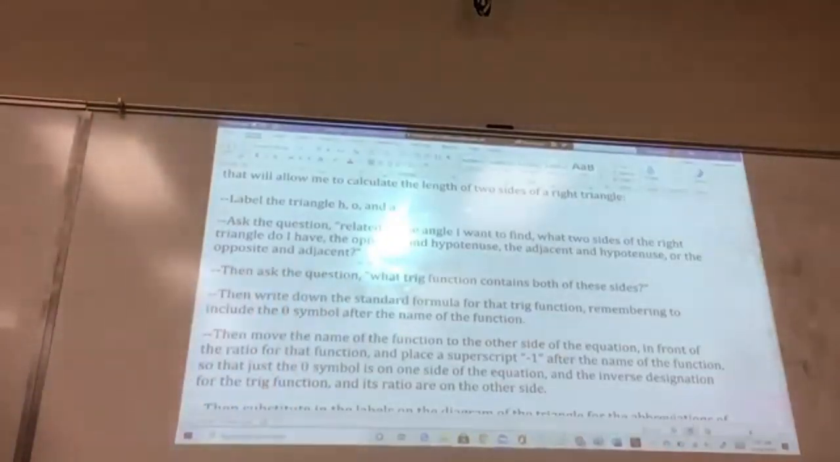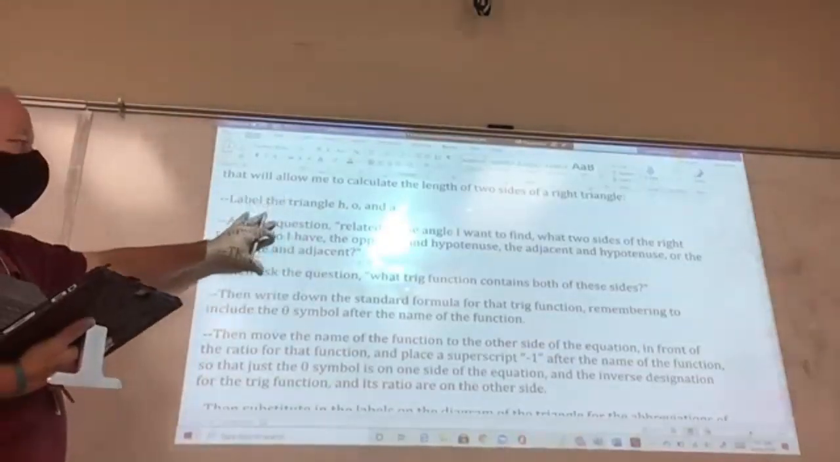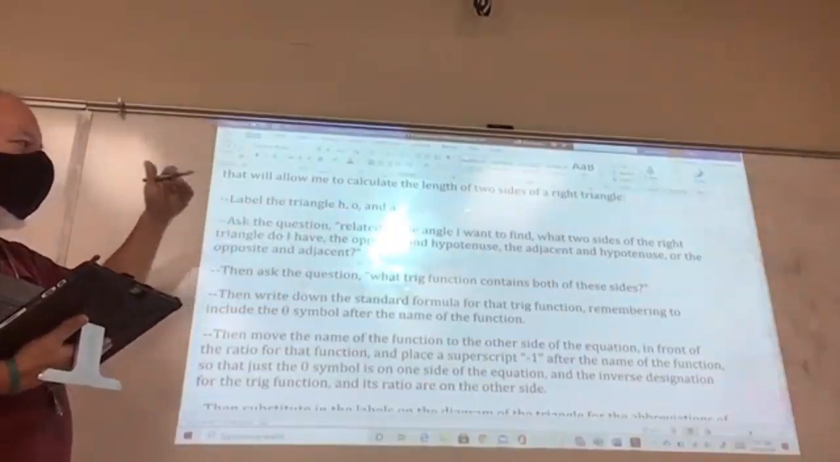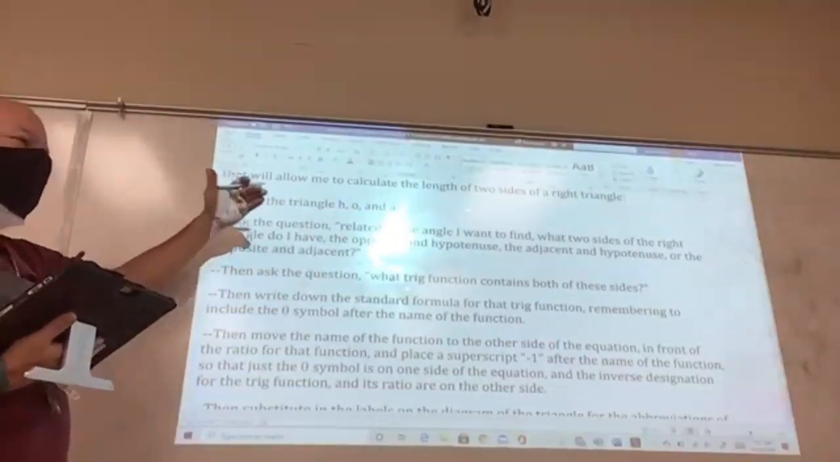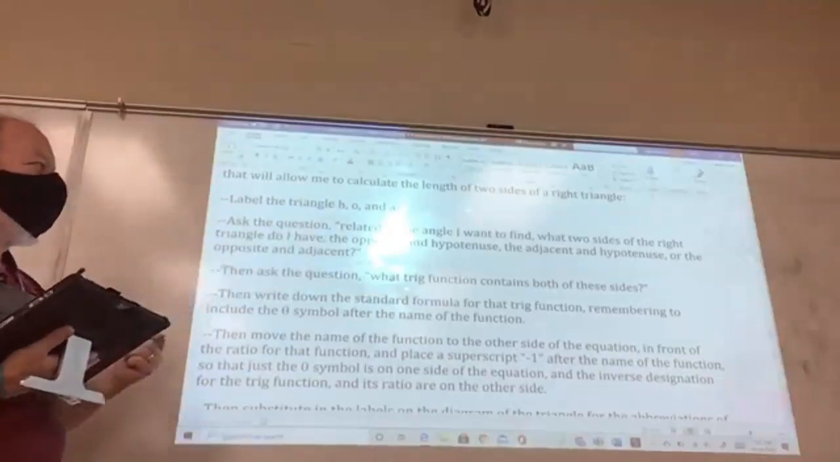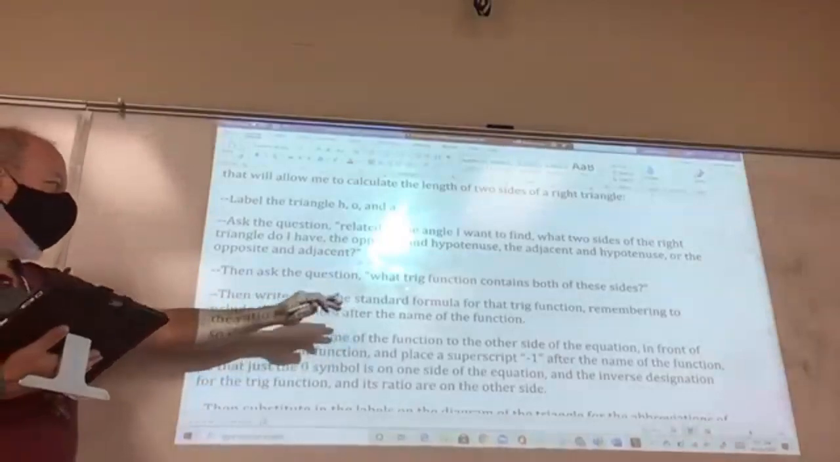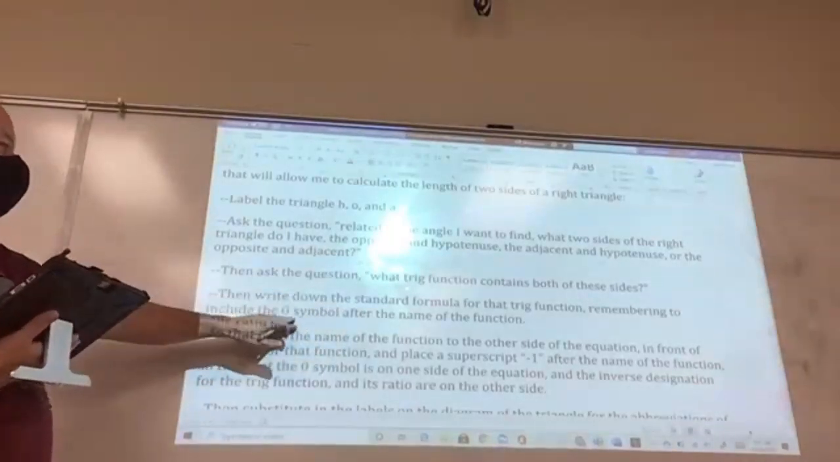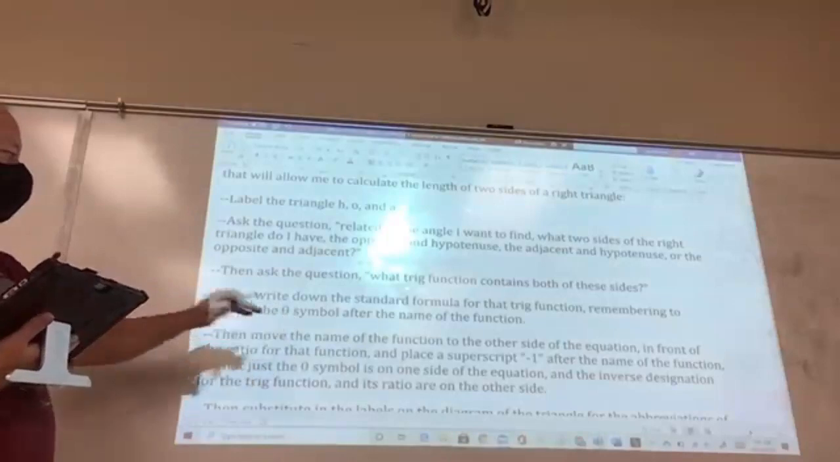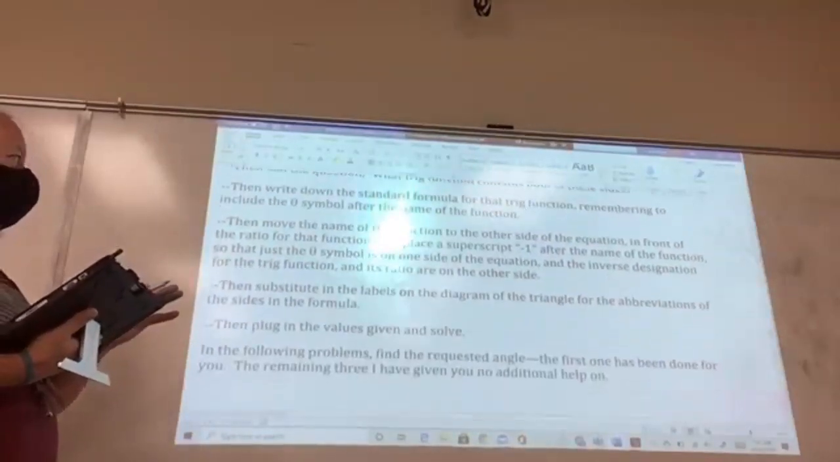Hopefully you've got that the process is the same for both of these. I ask what side do I have, what side do I want for the other. That tells me the trig function. Here I ask what two sides do I have. That tells me the trig function. Then you're going to write down the standard formula for that trig function, remembering to include the symbol theta after the name of the function.